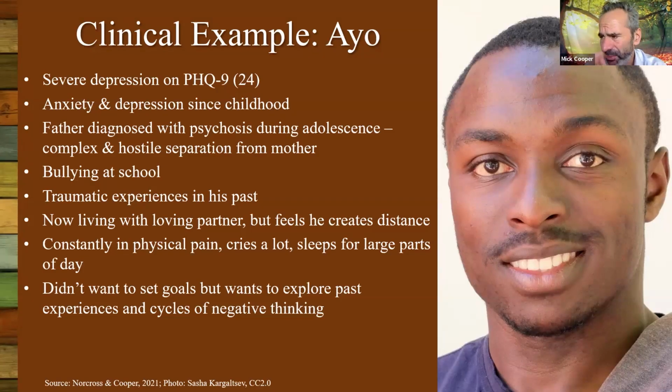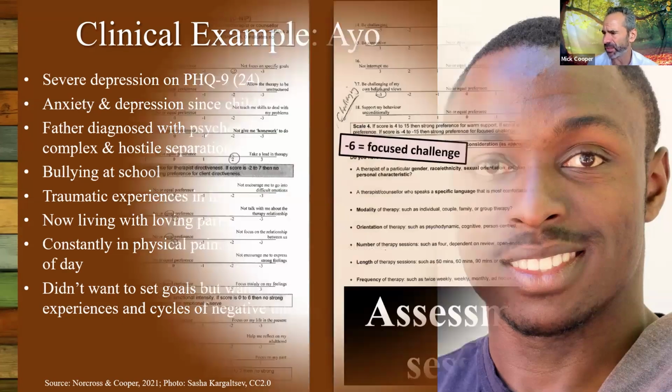This was a client I was working with who came with severe depression and had really struggled with anxiety and depression since childhood. The father had really difficult mental health problems, and the mother too. There was a separation from the mother. They'd experienced bullying at school, and they talked about something traumatic in the past in the first session, but didn't say much more about it. They felt that there was a barrier between them and their partner. They were in a lot of pain, weren't sleeping, and didn't want to set any goals for therapy when I asked, but did say they wanted to explore past experiences and cycles of negative thinking.